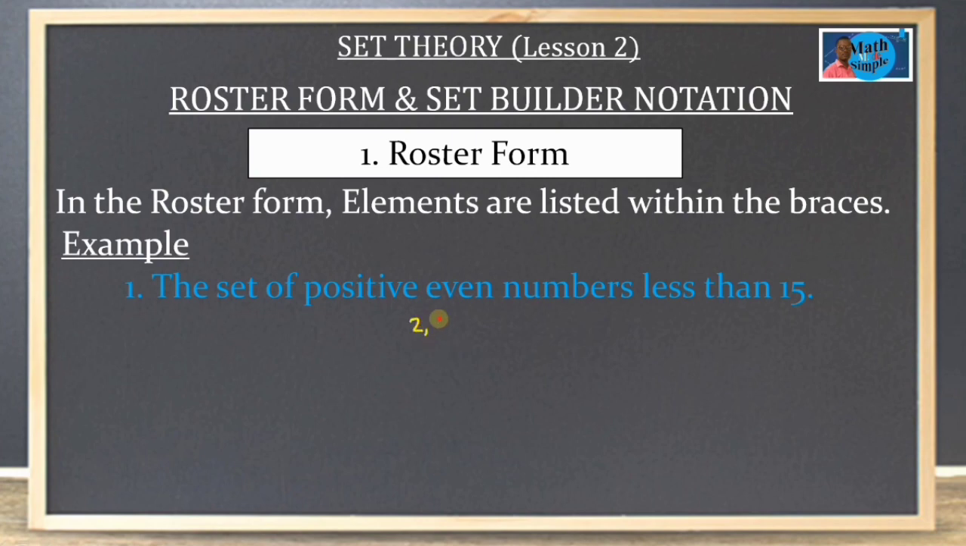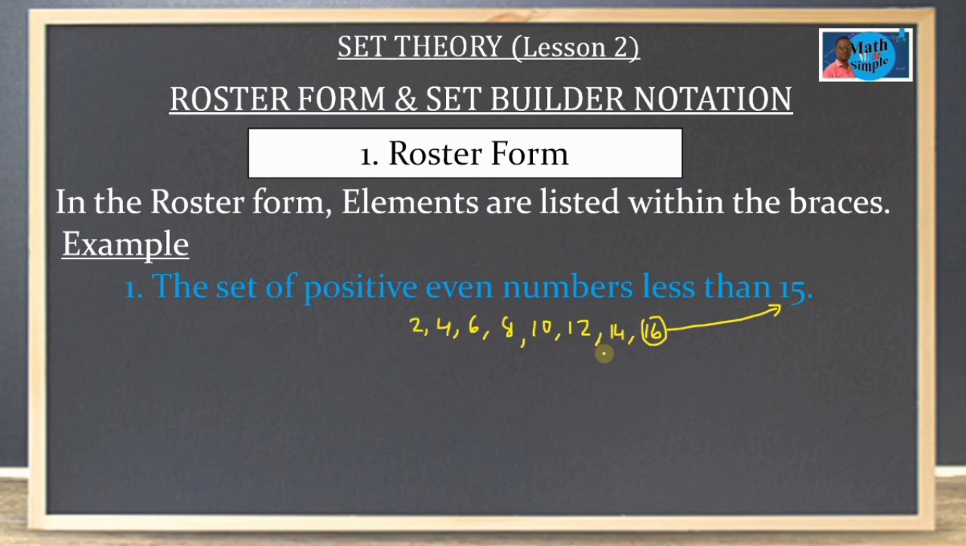We have 2, 4, 6, 8, 10, 12, 14. Okay, 14, because the next even number will be 16, but 16 is not part of this set because 16 is greater than 15. Okay, so this is our limit. So we have from 2 to 14.